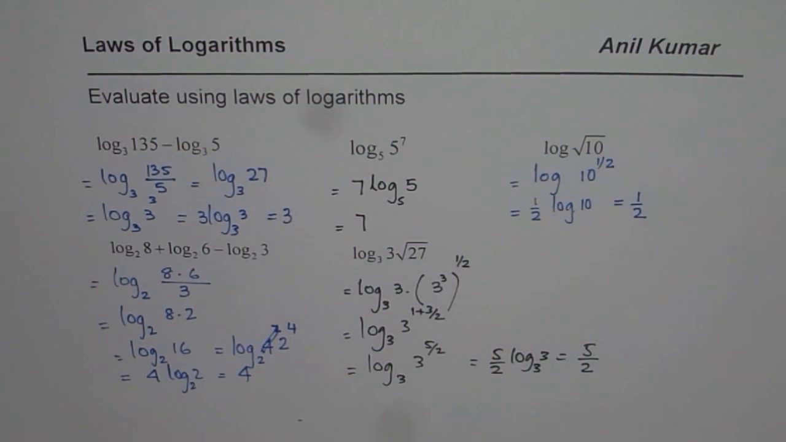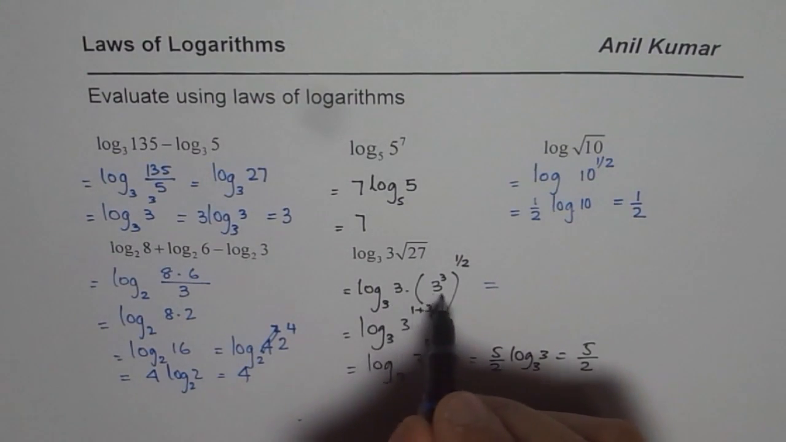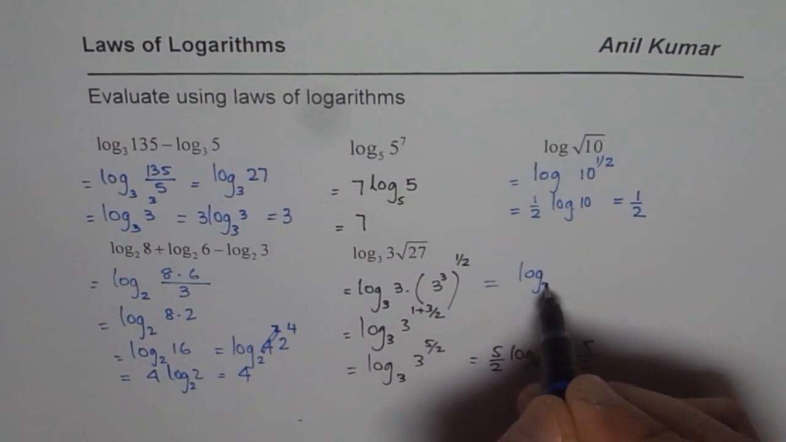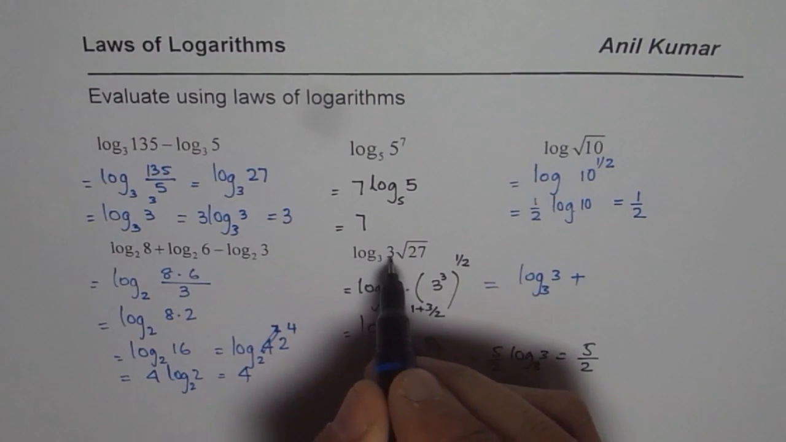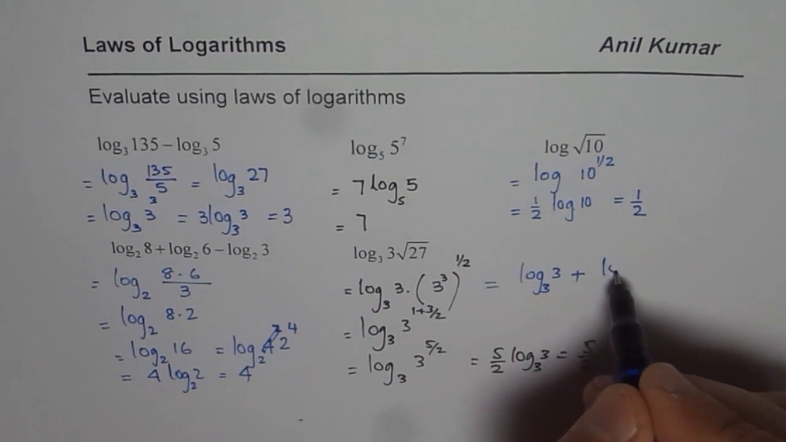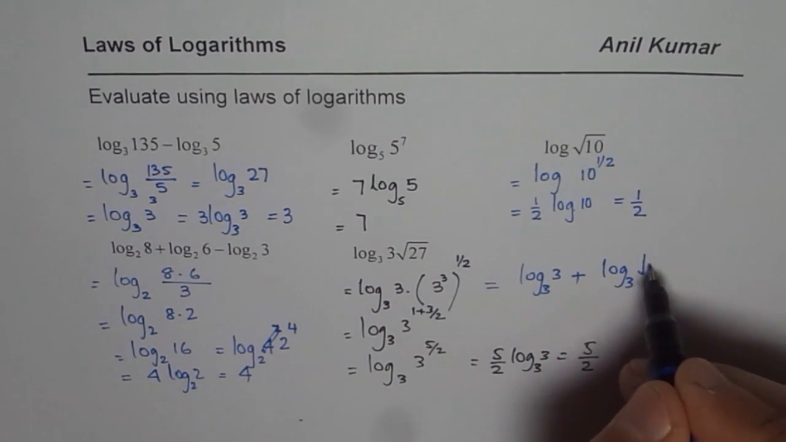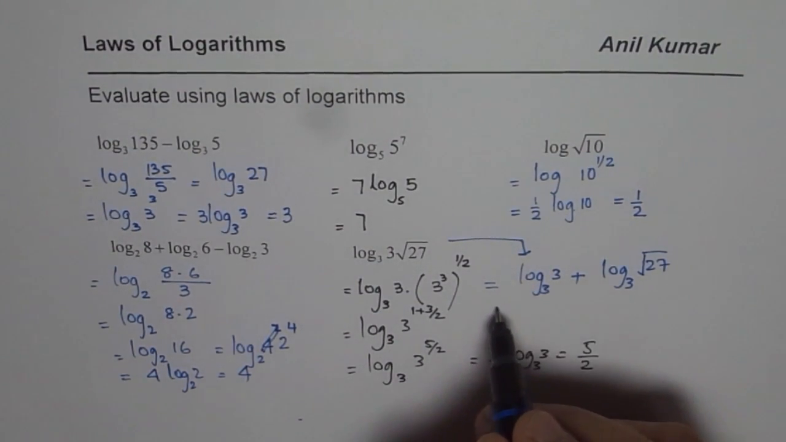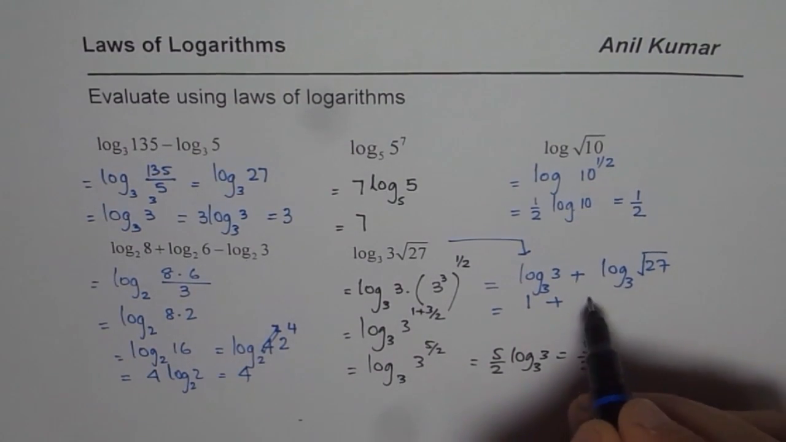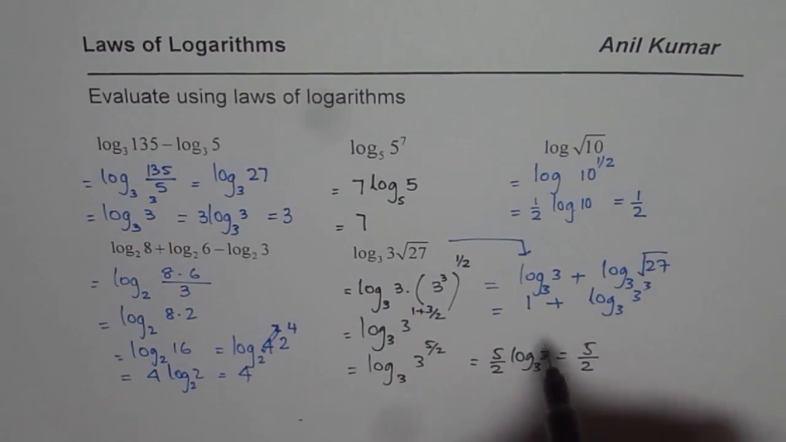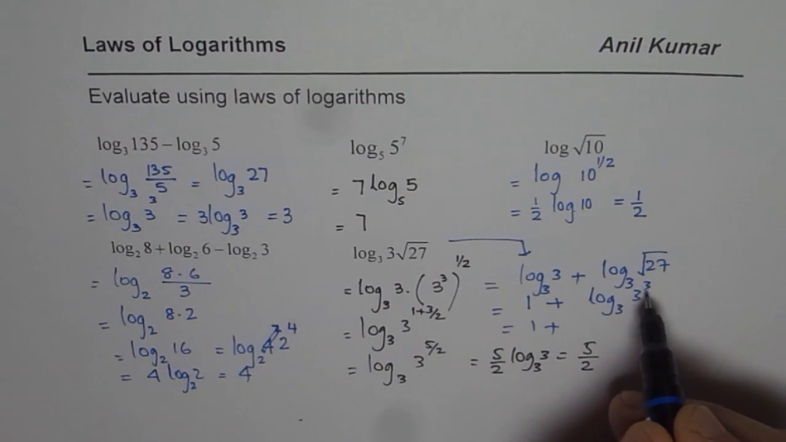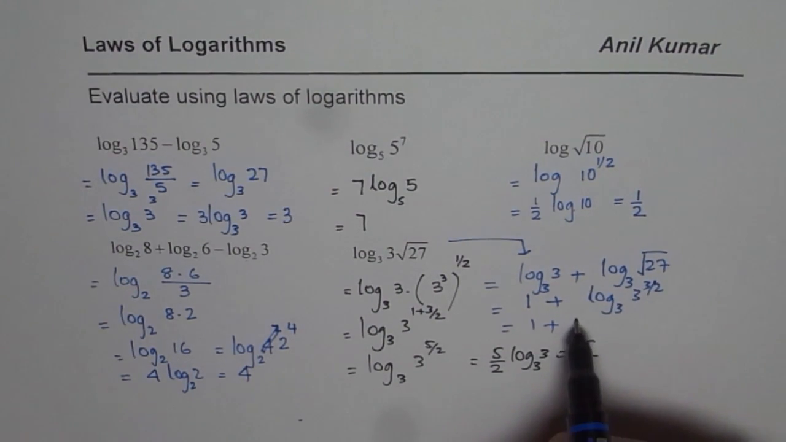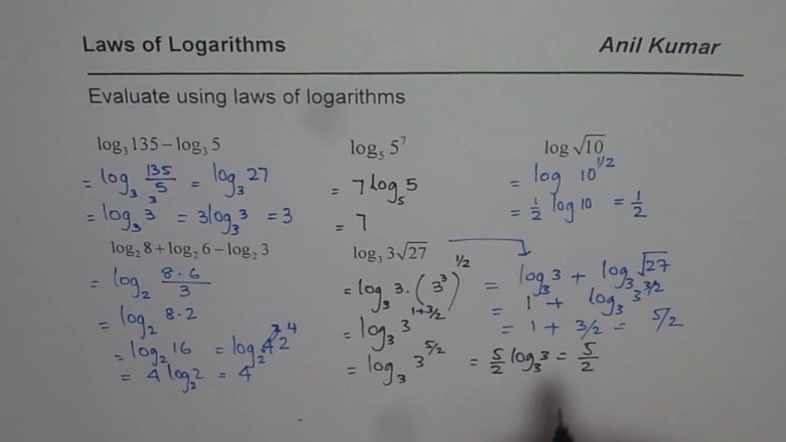Now there is an alternate way of solving this expression. I could also expand it first, right? So in this case, we could write this as log to the base 3 of 3 plus, since that is a product, log to the base 3 of the square root of 27. So I'm expanding this one. Now, log 3 of 3 is 1, so we could write this as 1 plus log 3 of 3 to the power of 3 over 2, right? Square root. So I could write this as 1 plus 3 over 2, which is 5 over 2. So you get the same answer.